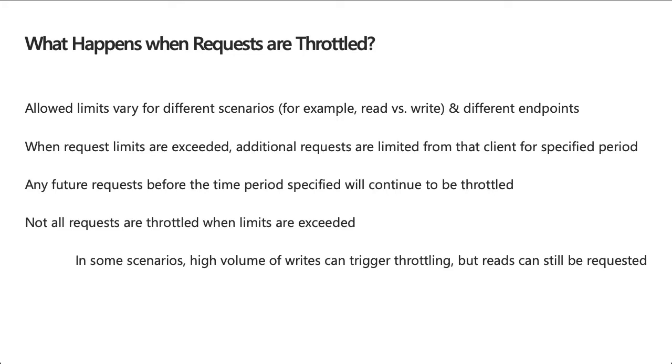This time frame is commonly just a few seconds, but some services may require a more lengthy delay. Any request before this delay time has elapsed will continue to be throttled by Microsoft Graph, and in some cases, it could also cause the delay to be extended. In some scenarios, while some requests are throttled, other requests by the same client to the same endpoint may be allowed. So, for example, a high volume of write requests could trigger Microsoft Graph to throttle future write requests, but read requests to the same endpoint would be allowed.